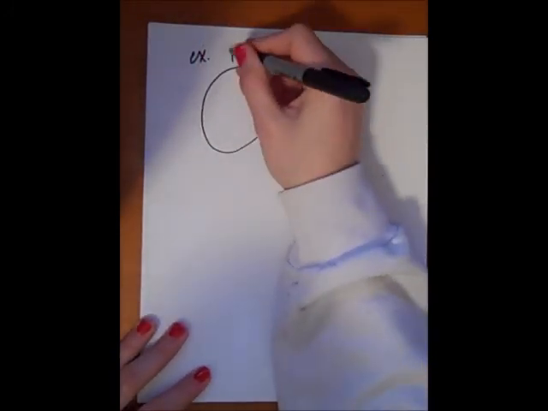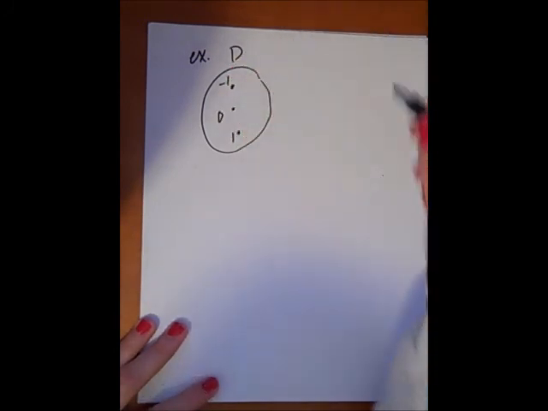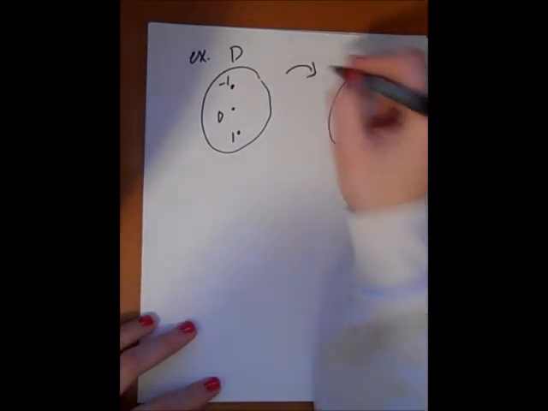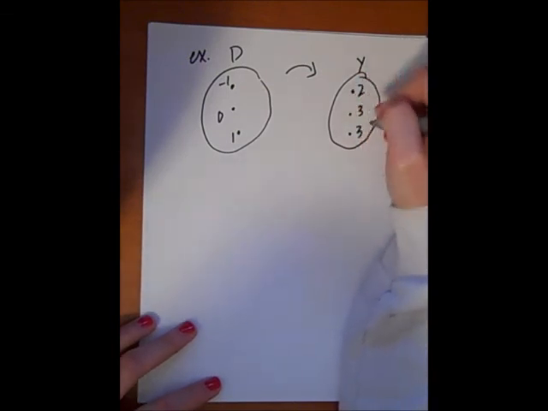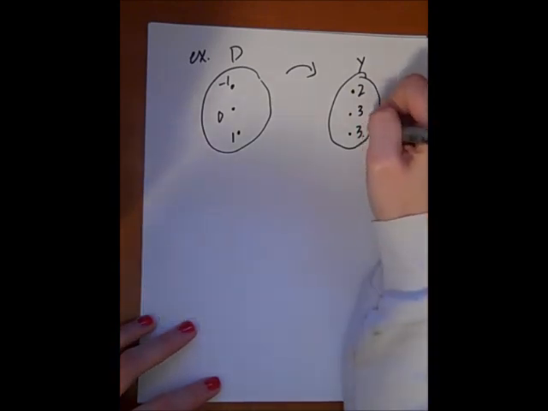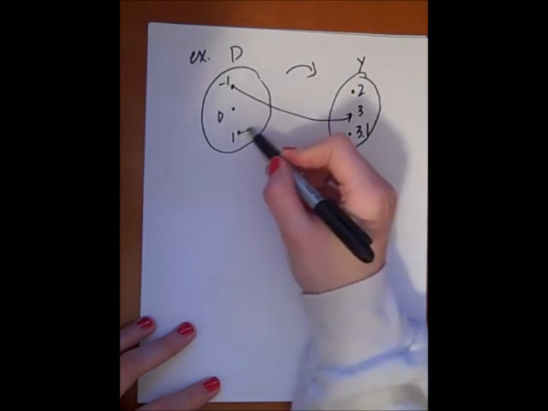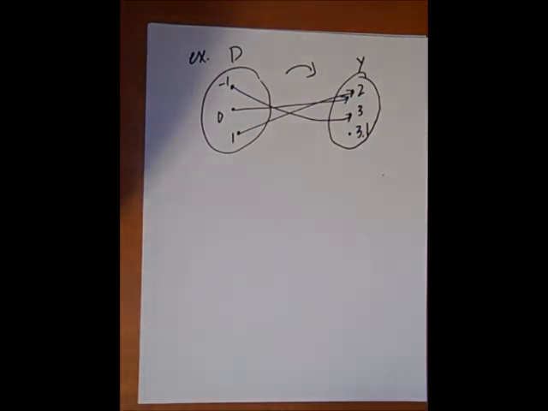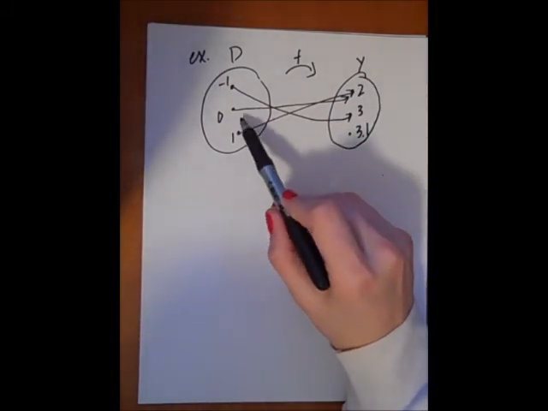Let's say I have my domain here. My domain has the numbers -1, 0, and 1. Then I'll have my other set Y here. I'm going to have f going between the two. Y is going to have the numbers 2, 3, and 3.1. Let's say that -1 goes to 3, 1 goes to 2, and 0 goes to 2. The question is, does this represent a function? For every input, so every one of my independent variables, do I have exactly one output?